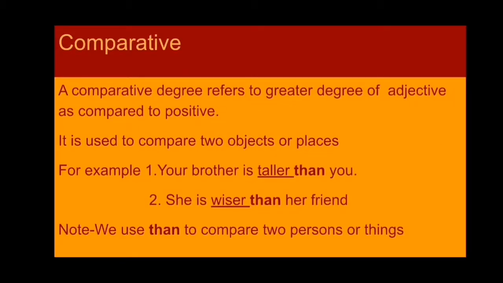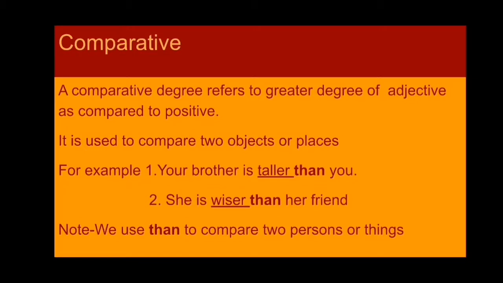Now coming to the comparative form. Comparative degree is a bit greater than the positive degree because it shows comparison between two objects. Like, first see this example, your brother is taller than you. Here the comparison is done between you and your brother. And the word taller is an adjective and it is in comparative form because it is showing the comparison between your brother and you. Now the second sentence, she is wiser than her friend.